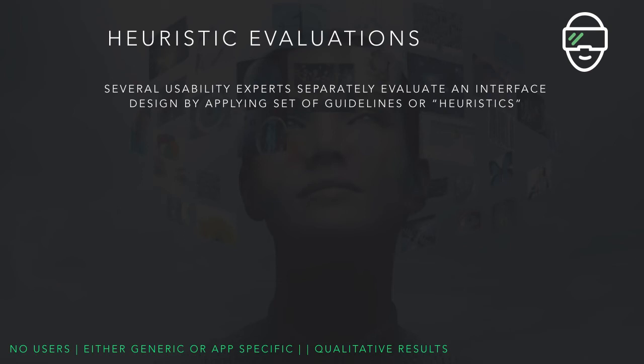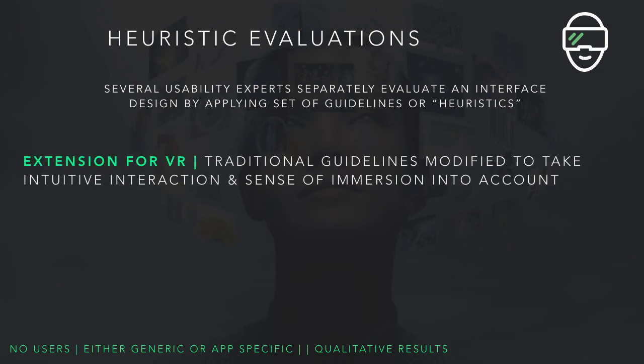However, for virtual reality, we need to extend these, and we need to think about how we can have a direct mapping between systems and the real world. So how can we take these traditional guidelines of what makes a good graphical user interface and translate them to take into account this need for intuitive interaction and a sense of immersion? Again, two of the key elements of what makes good virtual reality.